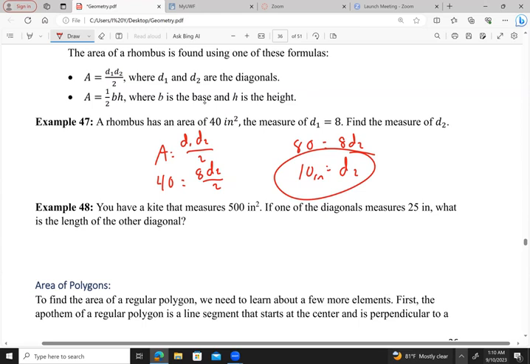Okay. I have a kite that measures 500 inches squared. If one of the diagonals measures 25 inches, what is the length of the other? Same problem. Area 500 equals 25 times D2 over 2. Multiply by 2 and we get 1,000 equals 25 D2. Divide by 25, 40. 40 inches equals D2.